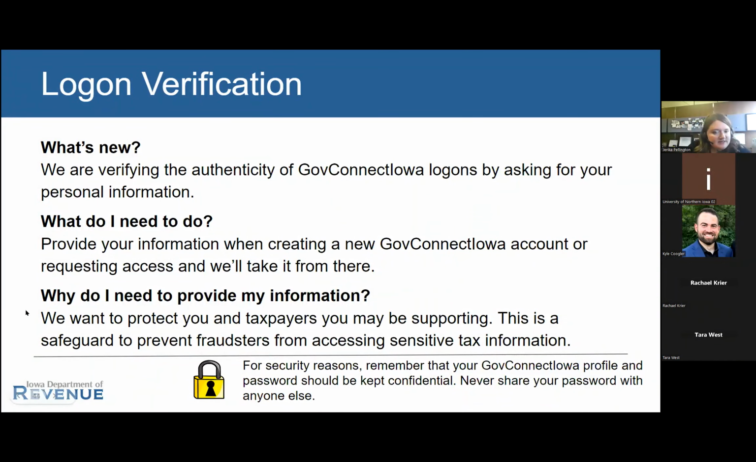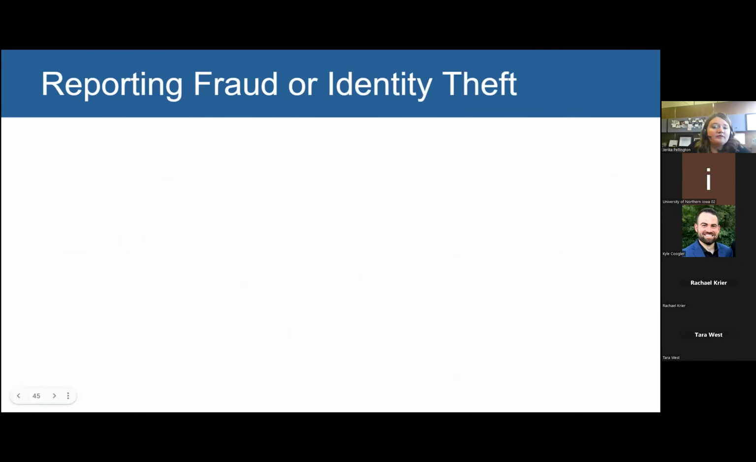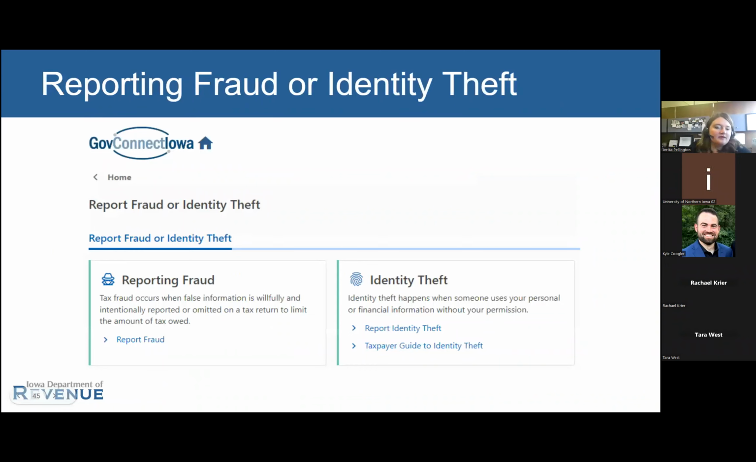And then another exciting update that we have is about report fraud and identity theft. So again, November 13th, you'll see that there's going to be a website update with more information on reporting fraud and identity theft. So you'll see tips on how to identify and prevent phishing attempts, prevent identity theft, what are best practices in the security community, and then some additional resources to you. So one that we do include on GovConnect Iowa is this taxpayer guide to identity theft that's provided by the IRS.